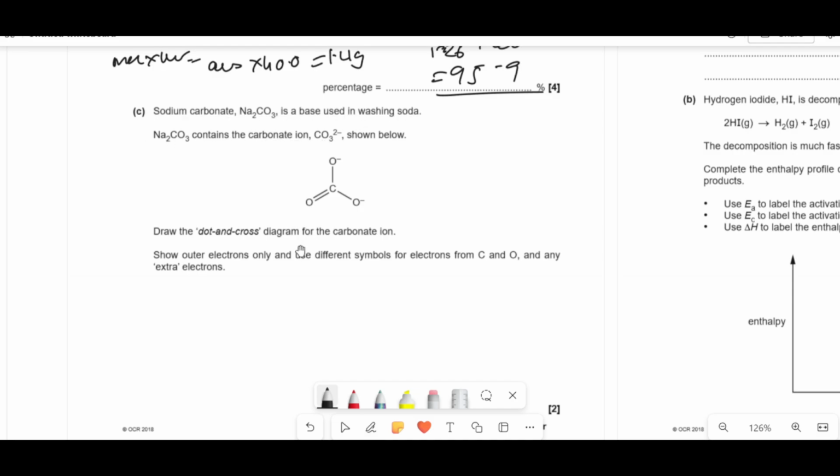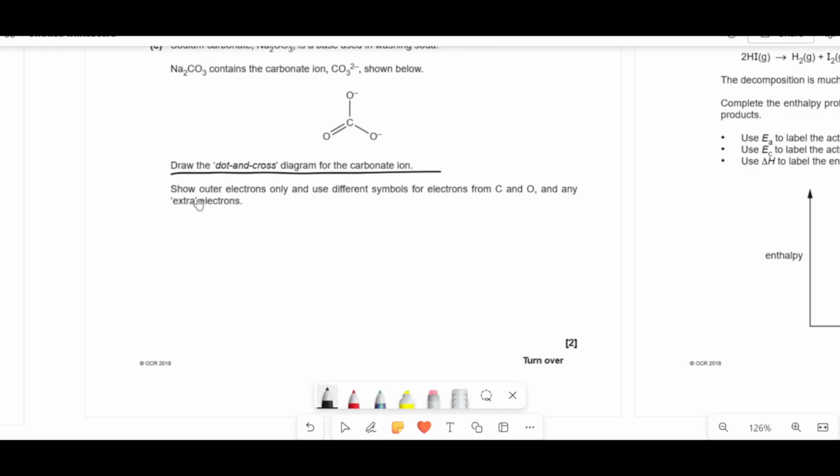Next it says sodium carbonate is used in washing soda. It contains the carbonate ion as shown below. Draw the dot and cross diagram for this carbonate ion, show the outer electrons, and use different symbols for electrons and any outer extra electrons.